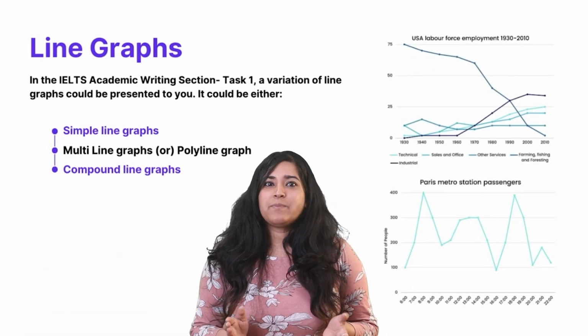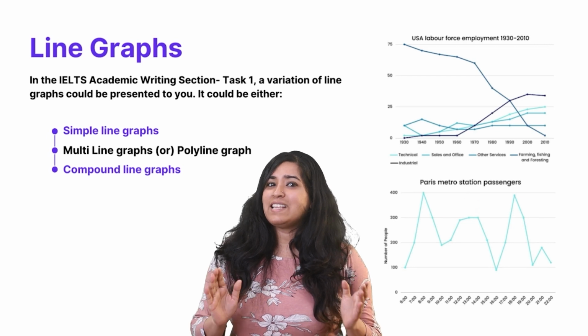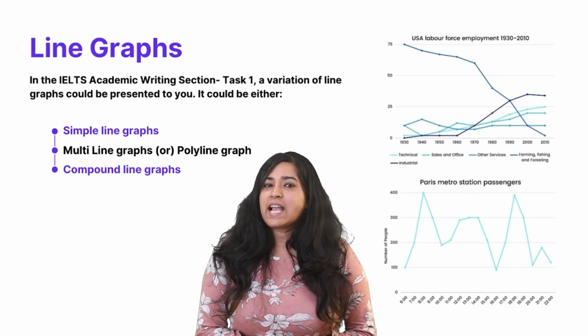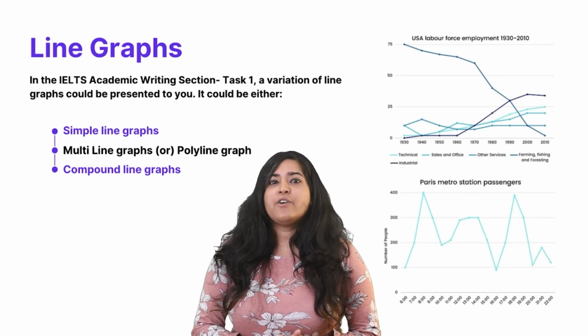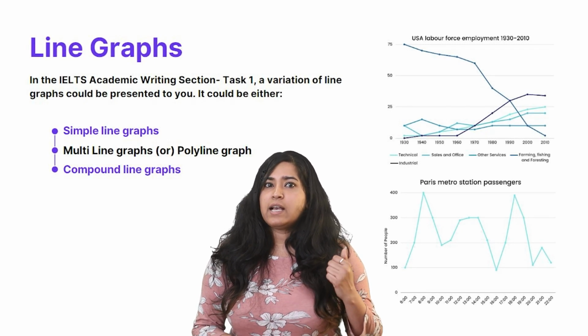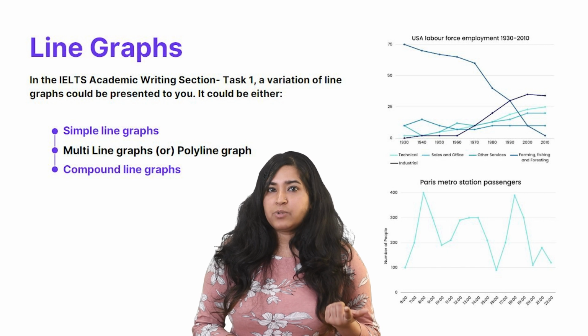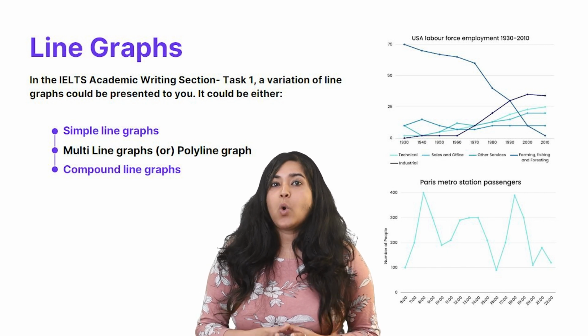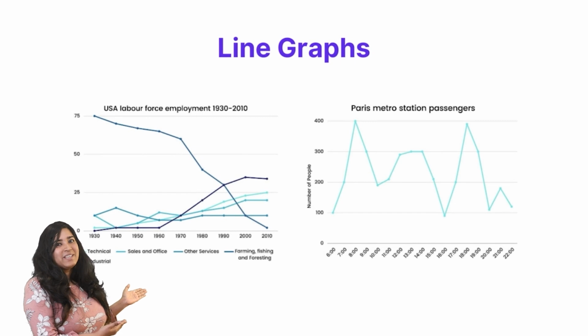The next question type is quite a familiar one for us, and that is line graphs. In the IELTS Academic Writing Section Task 1, a variation of line graphs could be presented to you. It could be either a simple line graph, multiple line graphs or polyline graphs, or even compound line graphs. Take a look at the examples on the screen.